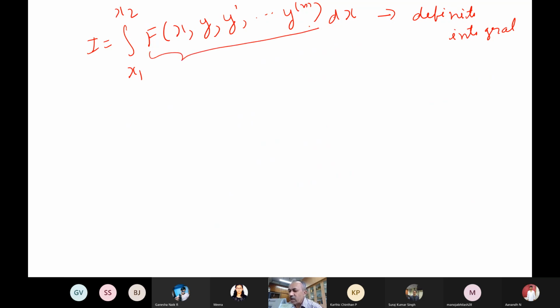This is my functional, that is, a function of a function. Because f of x is a function, but if I write f of x comma y dash, because y dash itself is a function of x, dy by dx, so this becomes a function of a function itself. This is how we write it.